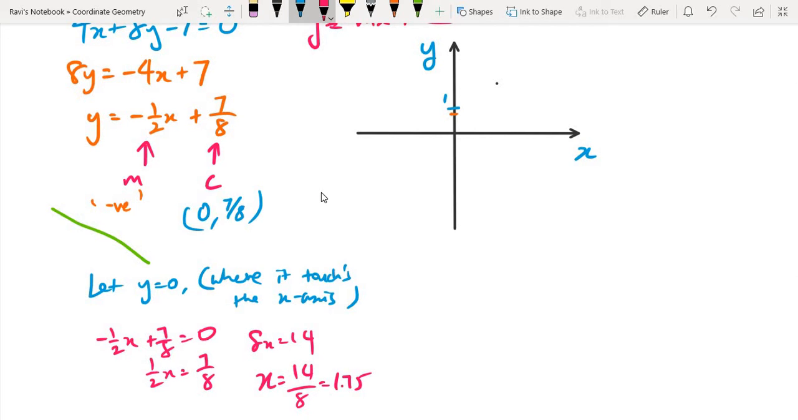So roughly, if I say this is 1, this is 2, probably this is the point where I'm going to touch it. This is just a rough estimate. Now with these two values, we know that it touches the x-axis at the point (1.75, 0), which is here. So all I need to do now is draw a line that connects both these points together. This is the first point, and this is the second point here.